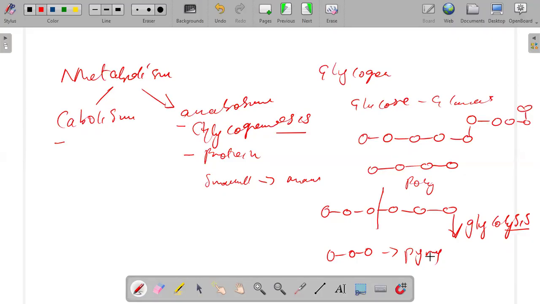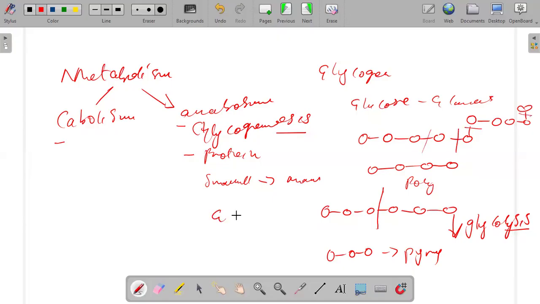We form pyruvate molecules, isn't it? That process is called glycolysis, right? We are simply breaking a more complex molecule into a smaller molecule. Even from the previous example that we gave on glycogen, you notice that we can actually break glycogen back down into a glucose molecule, by cutting the branches and the bonds that we formed, right? So we are simply breaking a more complex molecule, which is glycogen.